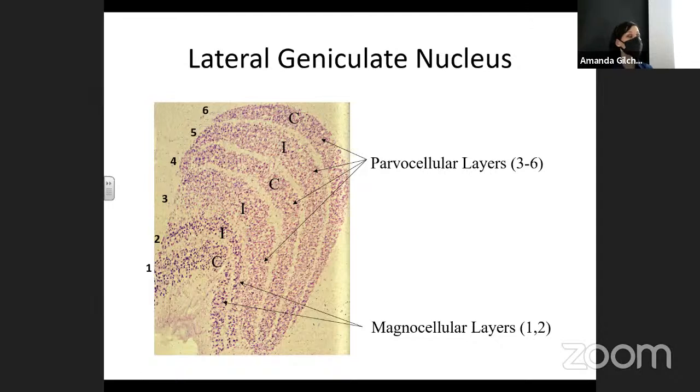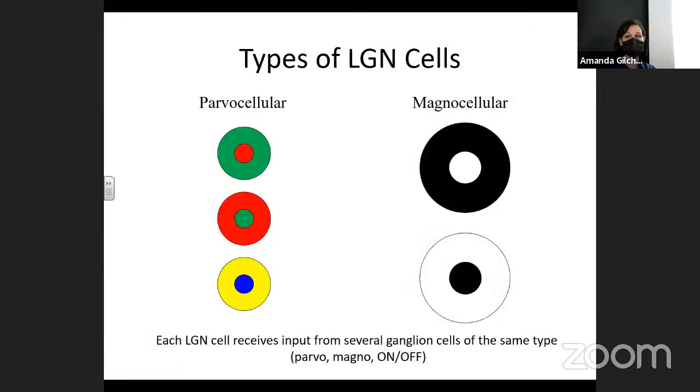They both process cones? No. Magnocellular inputs largely come from rods. Parvocellular inputs largely come from cones. Got it? Cool. Fantastic. Okay, so hopefully these don't look too unfamiliar. Hopefully these look pretty familiar to you.